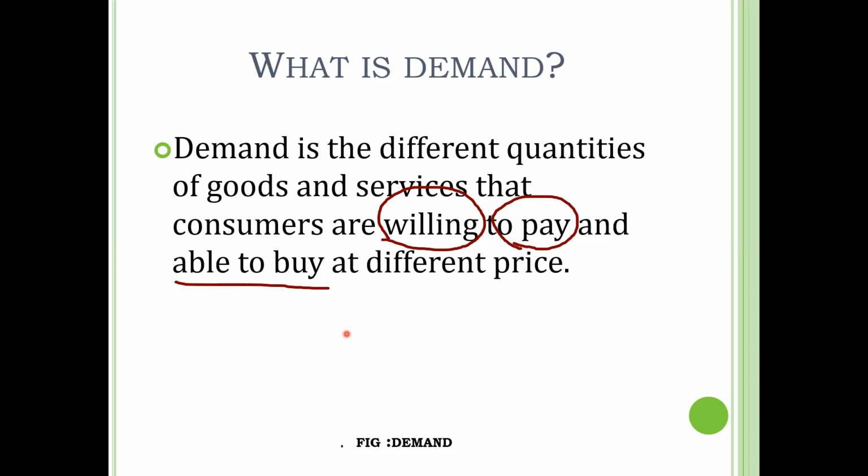So more specifically, the definition is like this: demand is the different quantities of goods and services, that means for both goods and services, that a specific consumer has the willingness to pay for and the ability to buy at different prices, then it will be called demand.